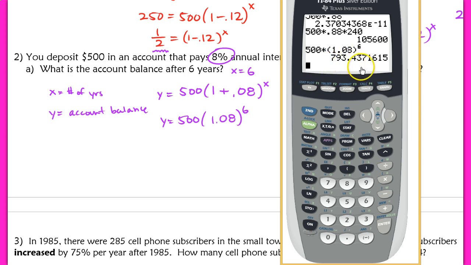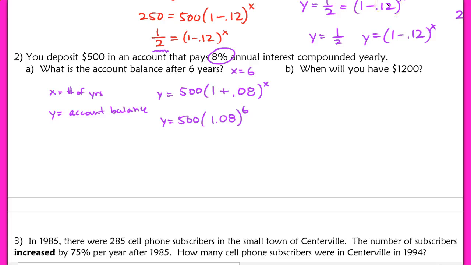So in this case, the account balance that you would see is $793.43. So you actually don't want to round up when you're dealing with interest questions, especially as it pertains to a bank or a loan. Okay, so you get an answer of $793.43. So the moral here is don't round up.